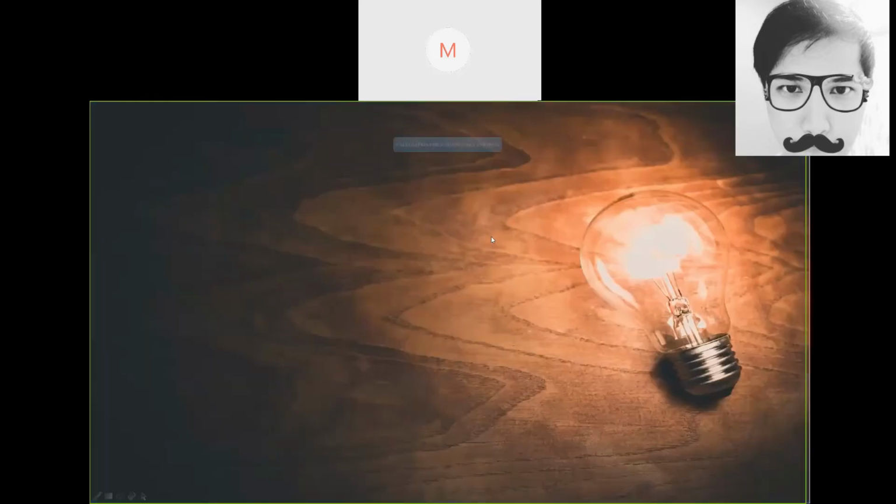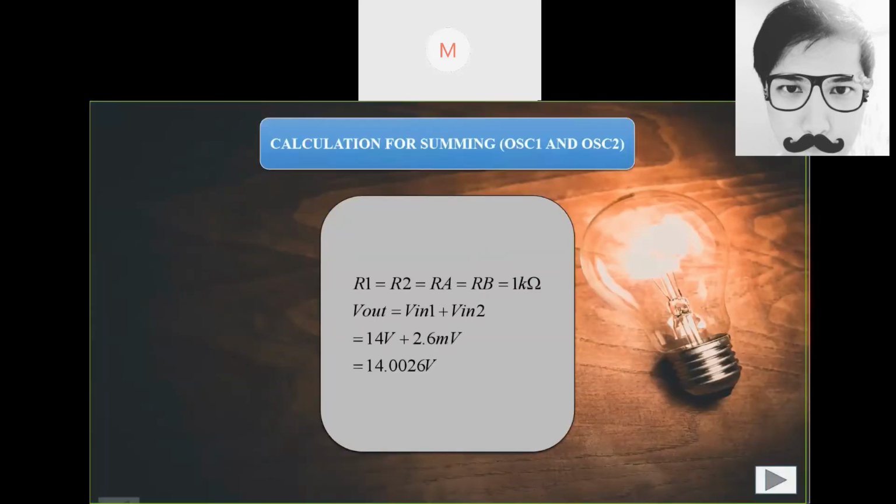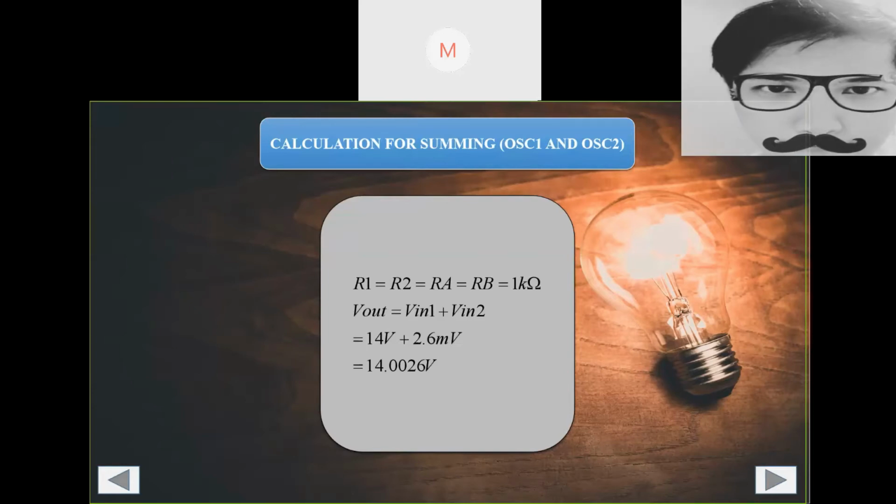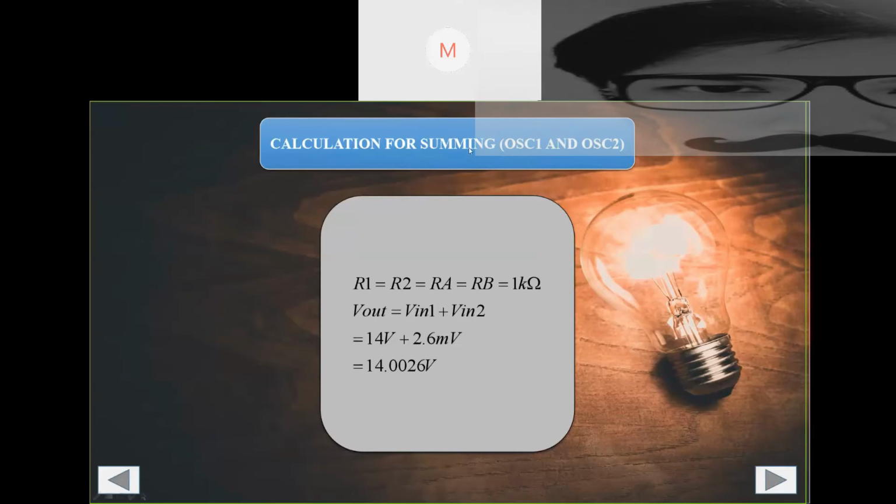Next, okay, this is the calculation for summing oscillator 1 and oscillator 2, which uses V out is equal to V in plus V2, and we get the result is 14 volt. Okay, that's all from me. Thank you. Now I would like to pass to Mustafa Azim to present his part.